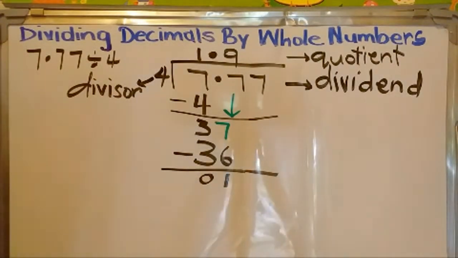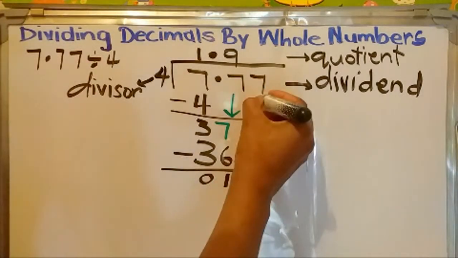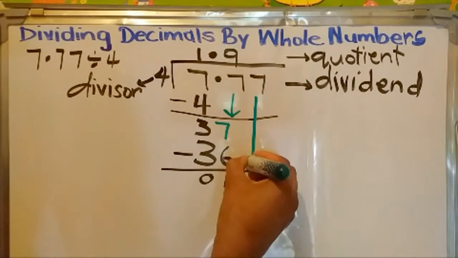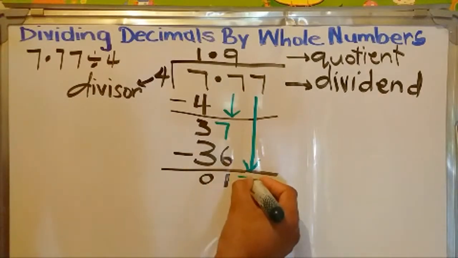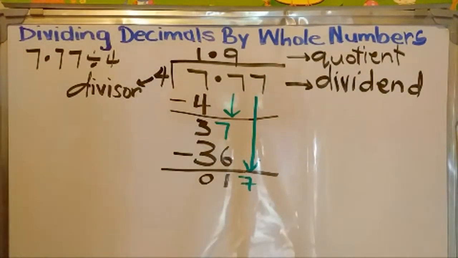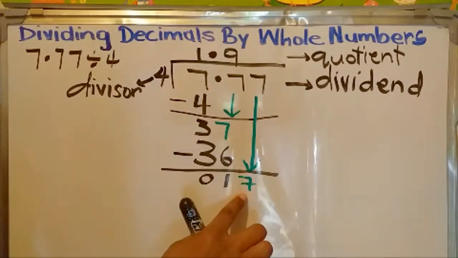Now ask yourself if you can get a group of 4 from 1. And of course, you can't. So the next thing you're going to do is bring down the next 7 that you have in line, and now it is going to be 17. So the next step is that you are going to say to yourself, how many groups of 4s can you get from 17?